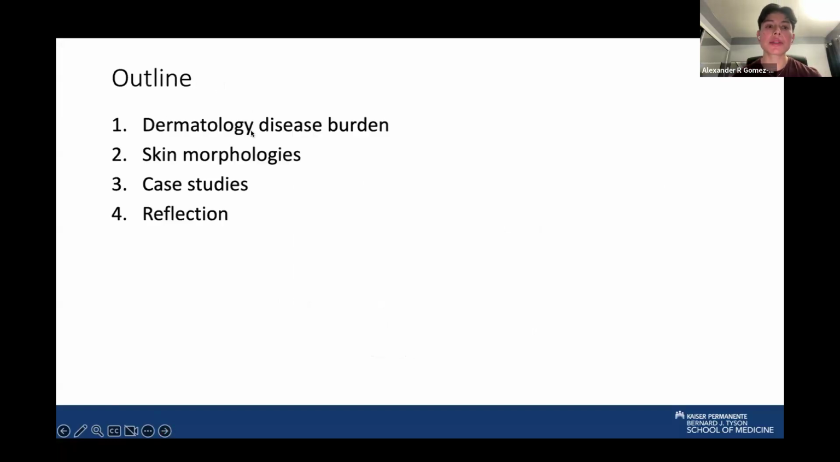So this is the outline. We'll discuss the dermatology disease burden, about how many percent of patients are being seen in an outpatient setting and in the ER, and a bit of the issue with access to seeing a dermatology provider. We'll go into discussing the skin morphologies and their presentations for the five most referred conditions. We'll do a couple of case studies and end with a reflection and a post survey.